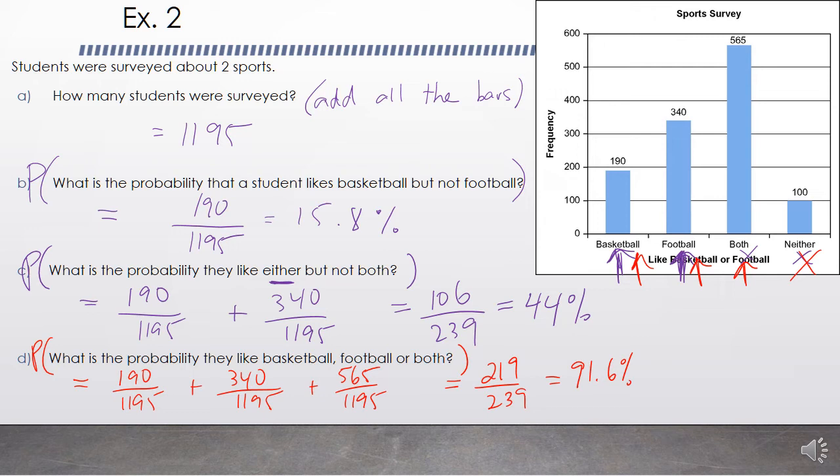So basically a very high percentage, which makes sense because those are the three highest bars. We added them up. The neither bar, that was the smallest bar of all of them. So that's getting information from a graphic.